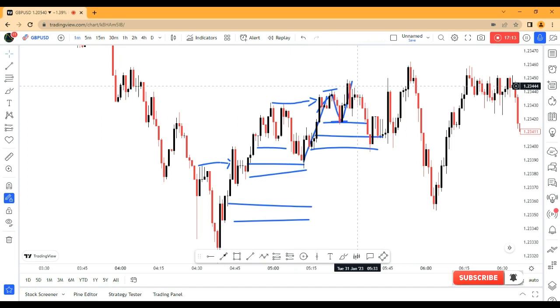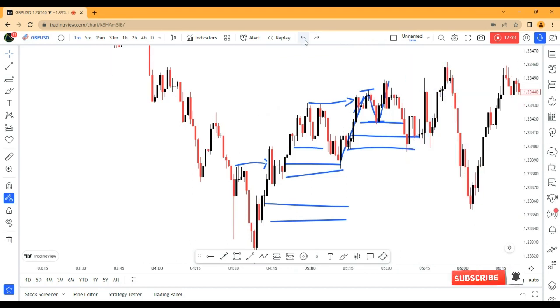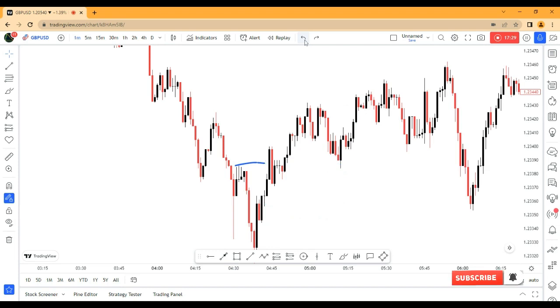Always wait for price to clear your inducement leg or sweep out liquidity before you take a trade. If price didn't sweep out liquidity and then you take a position, you will be used as liquidity, and hence you'll be manipulated out of the market.